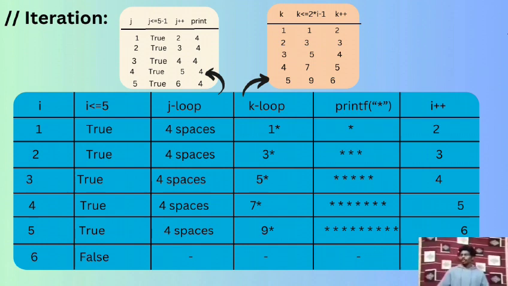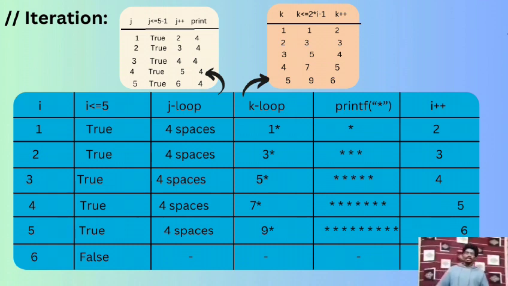In the first iteration, i is 1, and 1 is less than or equal to 5, which is a true statement, and the j loop is going to print 4 spaces, and the k loop is going to print 1 star. And on increment we get 2. 2 is the value in i, and 2 is less than or equal to 5, which is a true statement, and j prints 4 spaces and k prints 3 stars, and i gets incremented to 3.